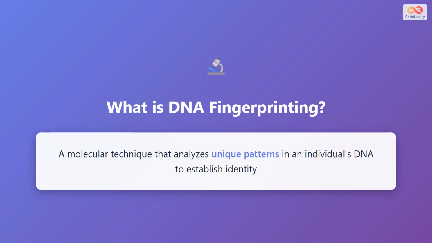DNA fingerprinting is a molecular technique that analyzes unique patterns in an individual's DNA to establish identity. Think of it as a genetic barcode that is specific to each person. Just like your physical fingerprints are unique to you, your DNA contains distinct patterns that can be used to identify you. This technique examines specific regions of DNA that vary greatly between individuals, making it an extremely reliable method for identification purposes.